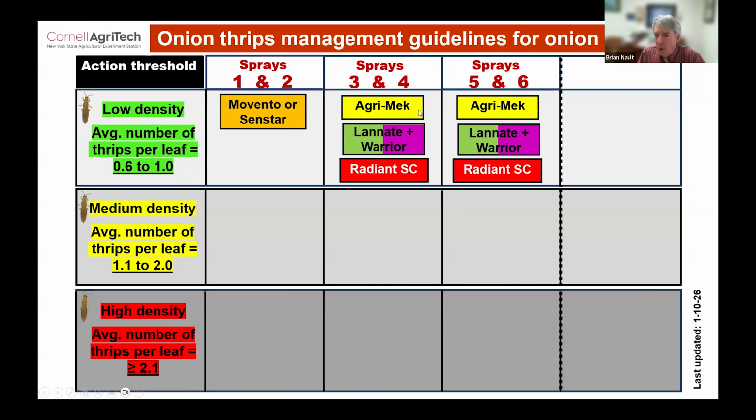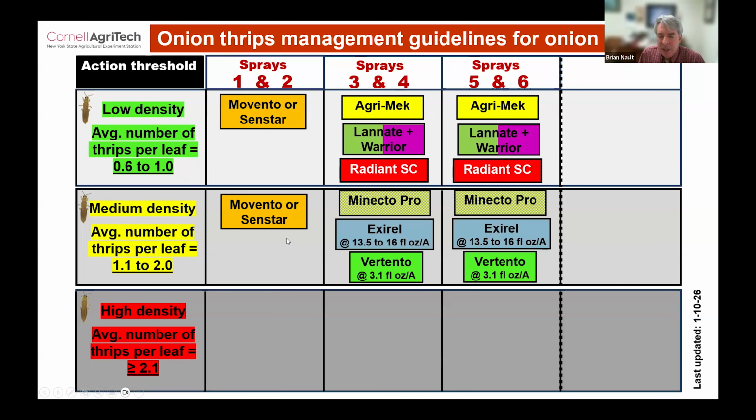Next, sprays 3 and 4, there are 3 different choices. This is not a tank mix of Agromec, Lanate plus Warrior, and Radiant. These are 3 different individual choices. Maybe Agromec, maybe Lanate plus Warrior, or maybe Radiant. Same thing for sprays 5 and 6. Maybe one of these 3.